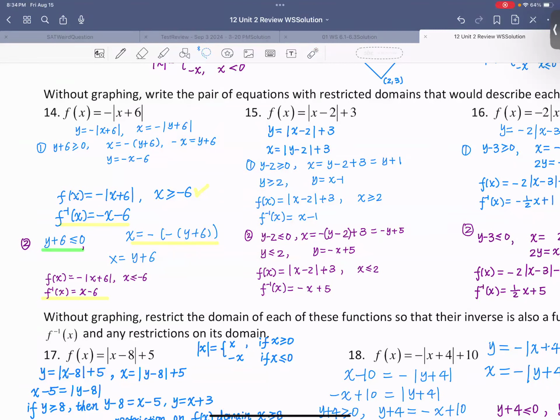Everybody, if you understand up to here, please show me a thumbs up. If you understand what we are doing here, please show me a thumbs up. Okay. So you get x equals negative y plus 6. Then x minus 6 equals y. Got it? This gives you the inverse function under the situation saying x is less than or equal to negative 6.